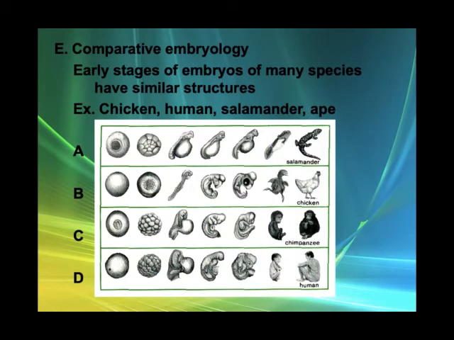As you can see from the last stage, D is in fact the human, but notice how similar D and B look pretty much through the process here. You would never mistake a human for a chicken, but there you go. So these embryological structures are very, very similar in multiple species because they had a common ancestor at one point.